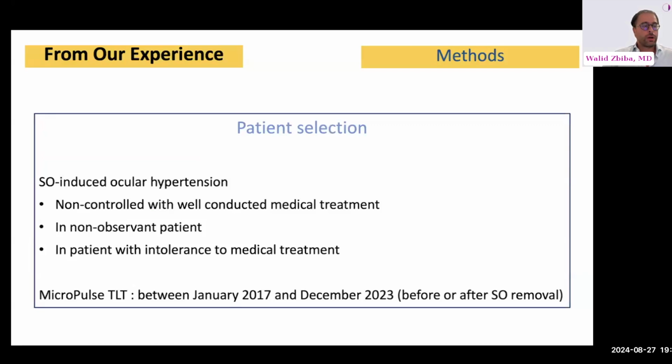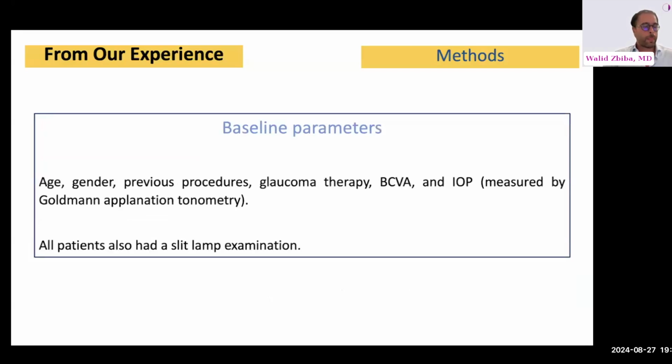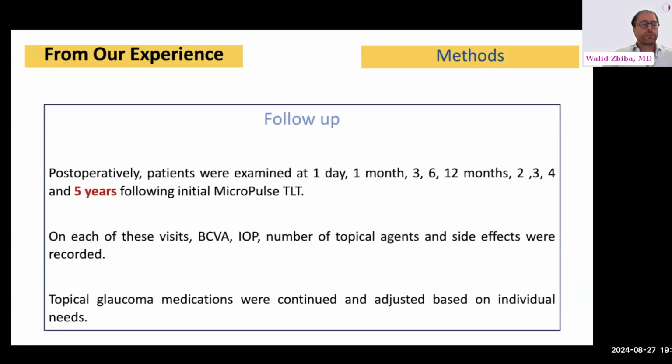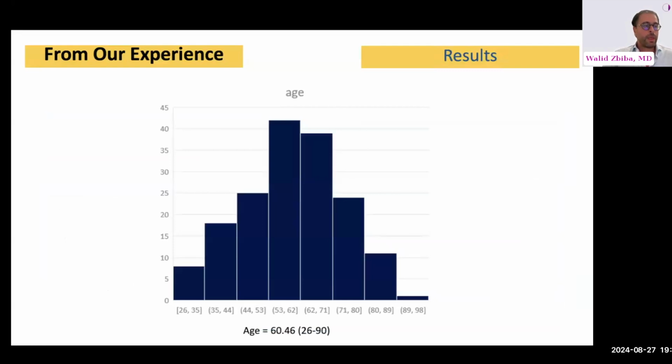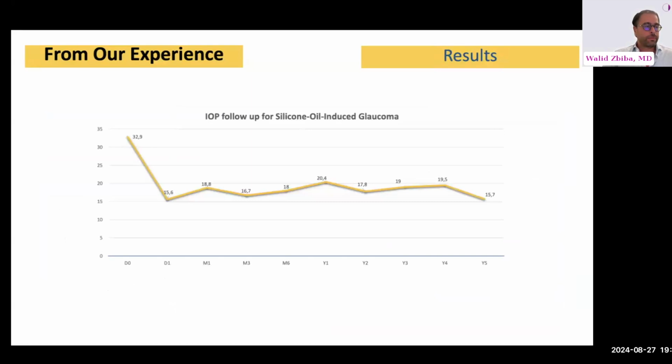So our study, between 2017 and 2023, we included patients with uncontrolled IOP, non-observant, or intolerant to eye drops. These are the baseline parameters that we collected. Our follow-up was extended to 5 years. The mean age of our patients was 60 years. As we can see in this diagram, the decrease of IOP was maintained until 5 years.